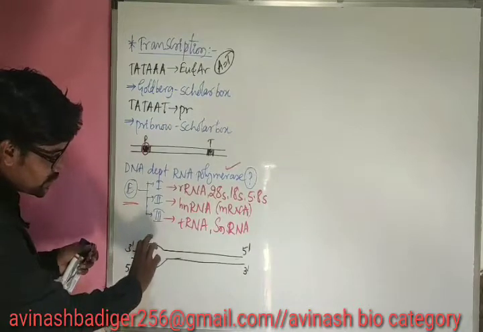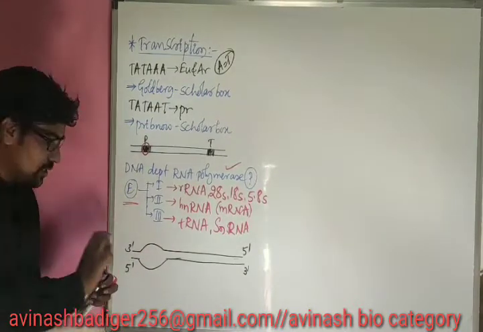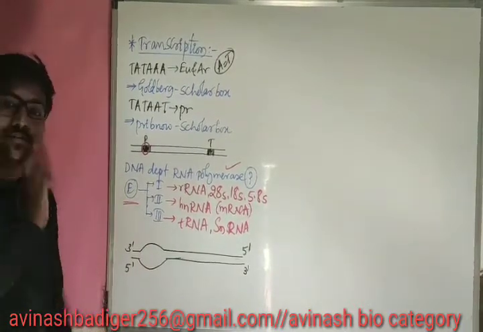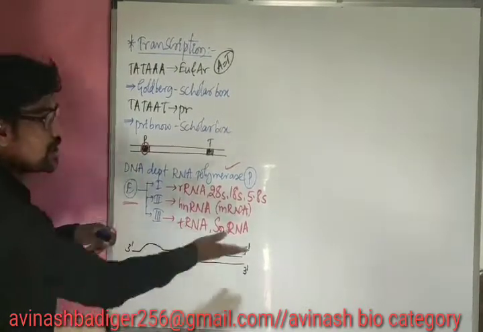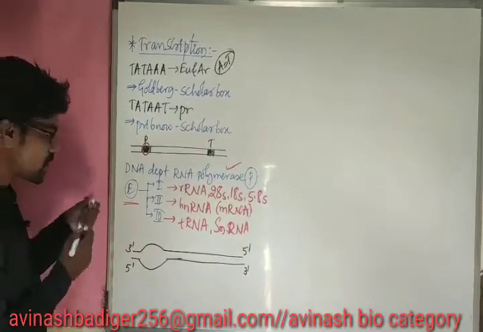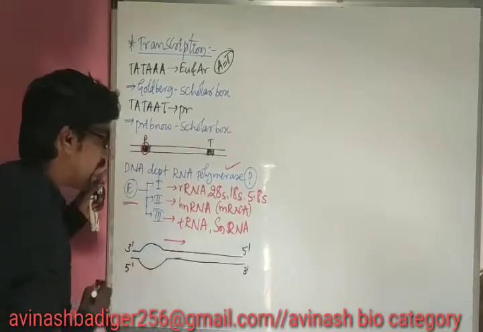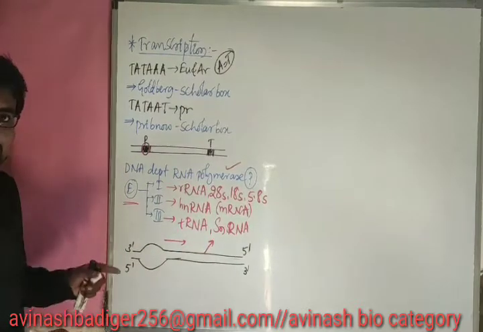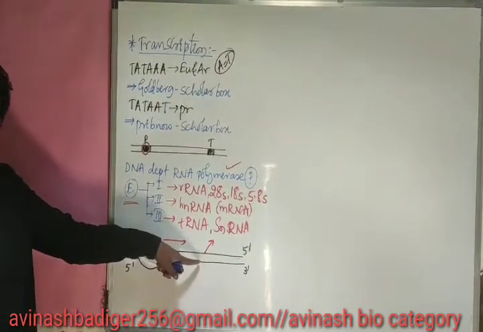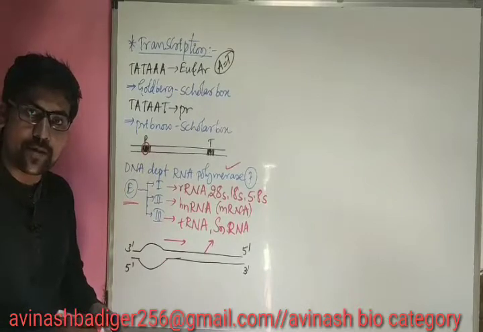So after that one, it looks like one eye, bubble like structure. This bubble like structure we will call it as a transcription bubble. So transcription bubble opened, now the process continued here. So in which direction? So in this direction. And which strand is used? This strand, not the downside strand. Only this template strand is used for the production of mRNA.